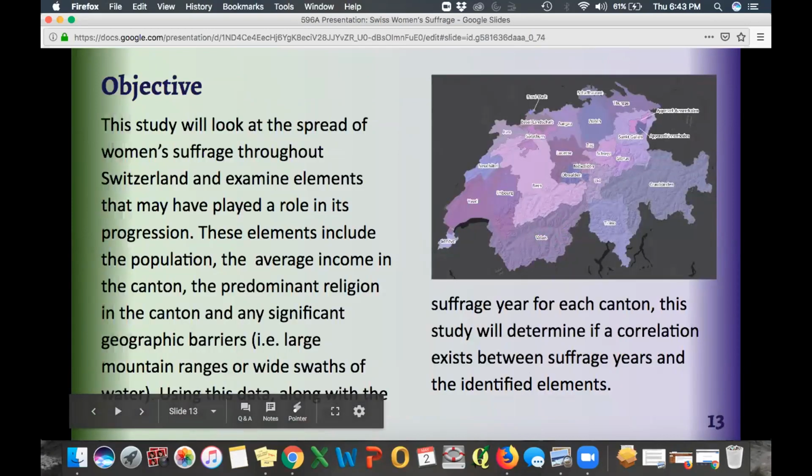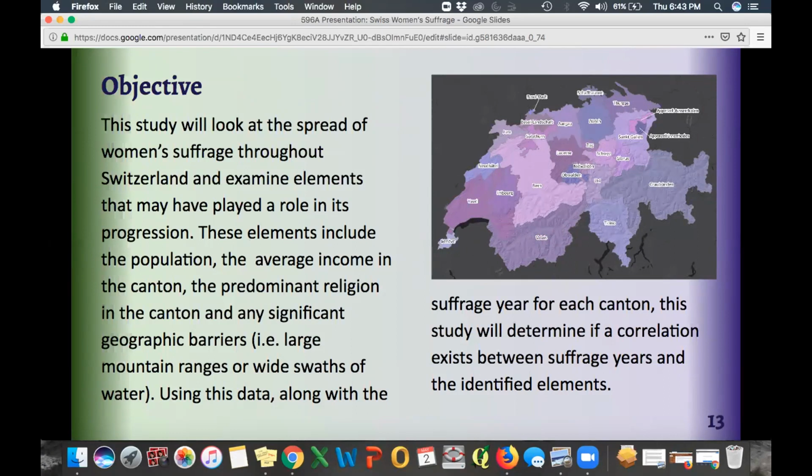So bearing these inconsistencies in mind, the aim of the study is to look at which elements may have influenced how suffrage spread throughout the cantons. These elements will include the population, average income, and dominant religion of the canton at the time of women's suffrage, as well as any geographic barriers such as large mountain ranges or swaths of water that may have impeded or directed the path of female enfranchisement. Using this data along with suffrage year for each canton, this study will determine if a correlation exists between suffrage years and the identified elements.